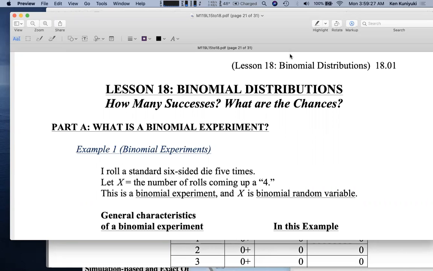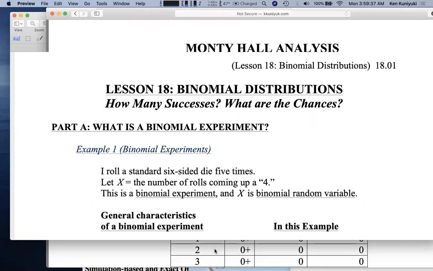Lesson 18 on binomial distributions. It turns out that the Monty Hall problem that we talked about is deeply involved with these binomial distributions. Let's take a look here.